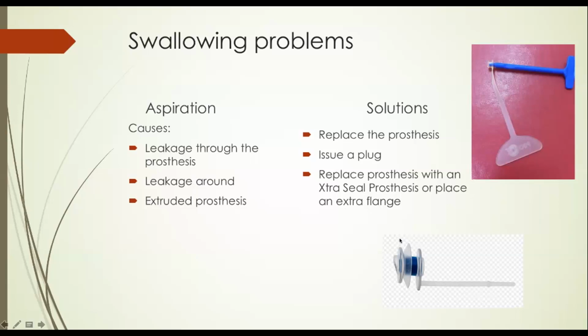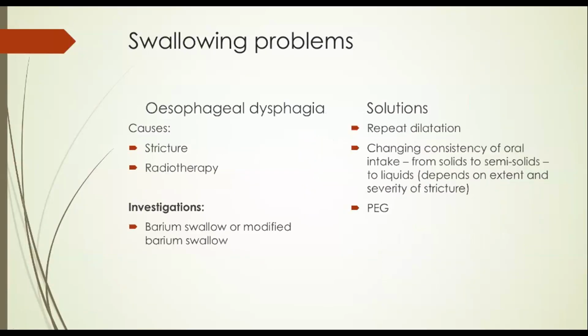For leakage around, we also place a prosthesis that has an extra flange. The extra flange sits on the esophageal edge, and it's, as you can see, wider than the esophageal flange. And that helps create a better, tighter seal, which then results in less leakage or no leakage.